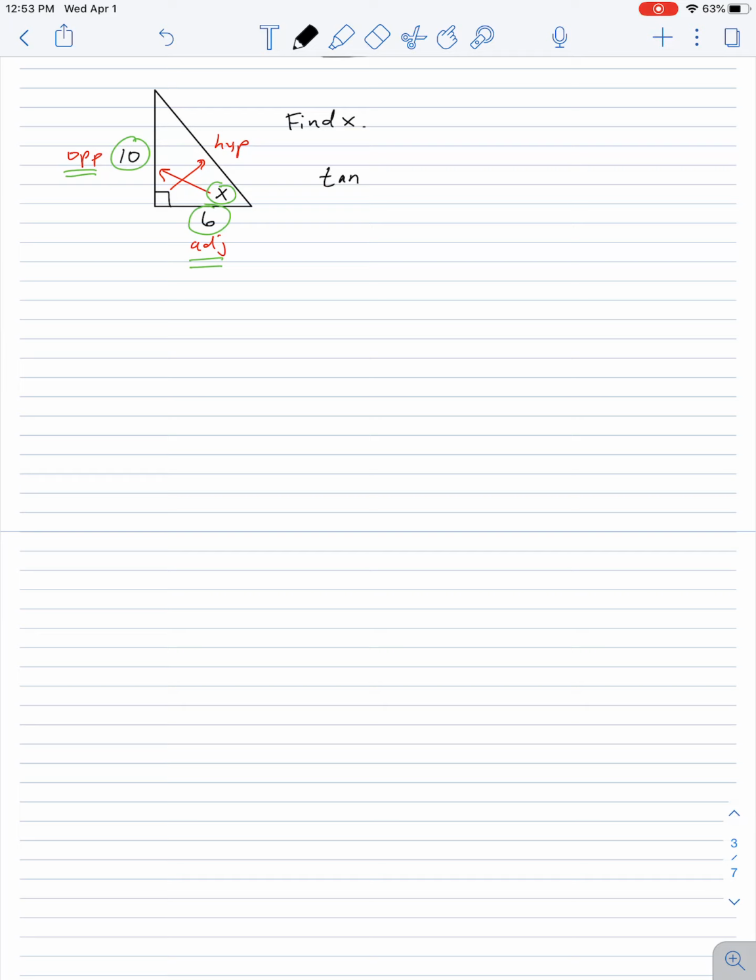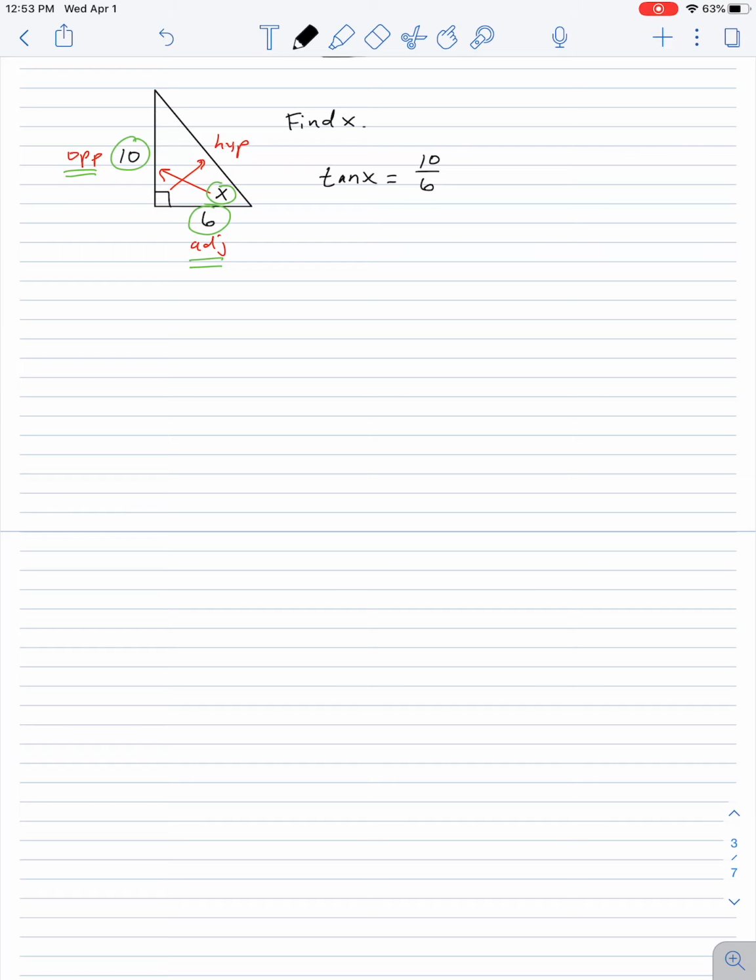Now, after tangent is always the angle. The angle in this case is x, so my unknown is right there. And tangent is opposite over adjacent, so this is 10 over 6. Question is, how do we solve for x?